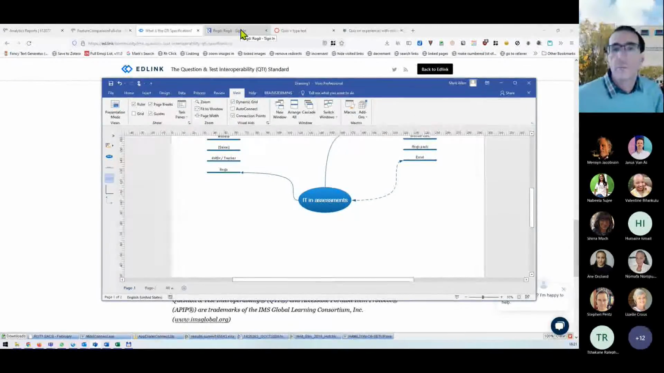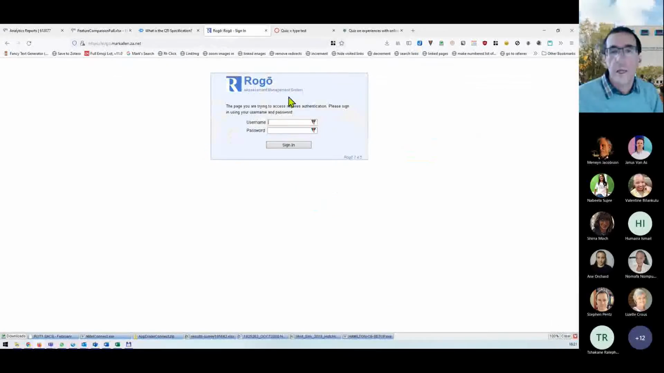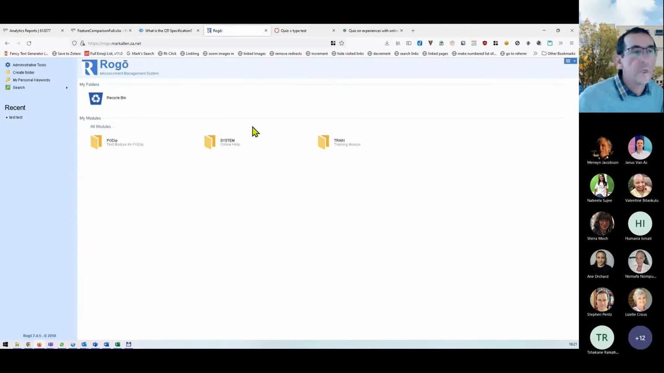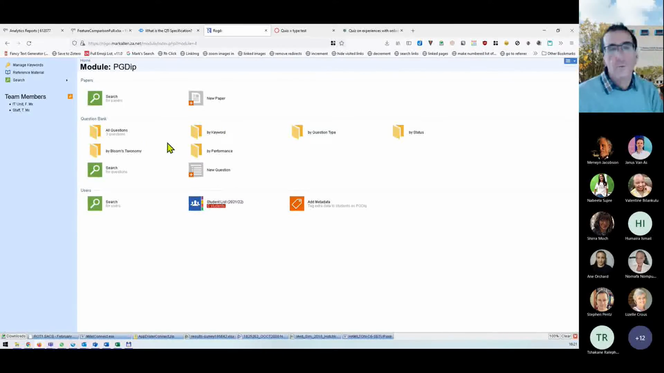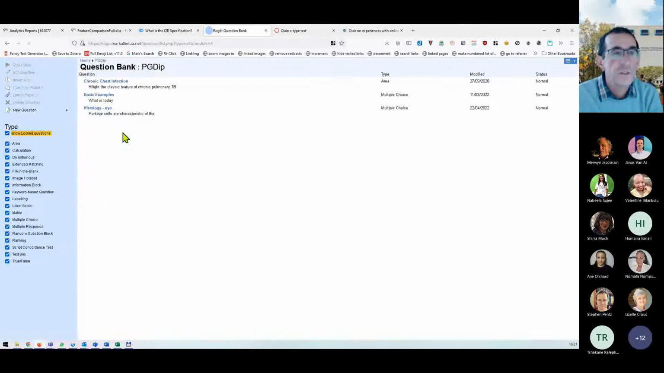The last thing is to also show you about Rogo and the abilities that it does have at the moment. What Rogo allows you to do as well is, although they call things by the wrong fashion, they talk about Bloom's taxonomy, but it's actually looking into the cognitive level of the questions that are being put into the paper. What they do is, let me just see if I can get a list of questions as an example.